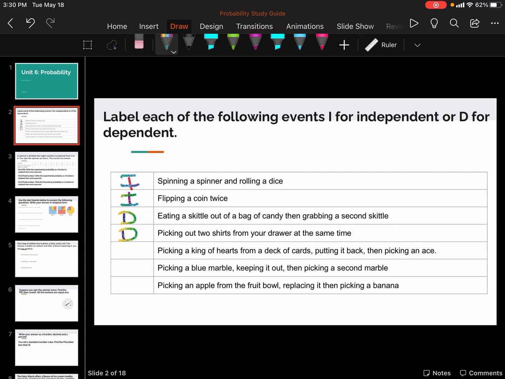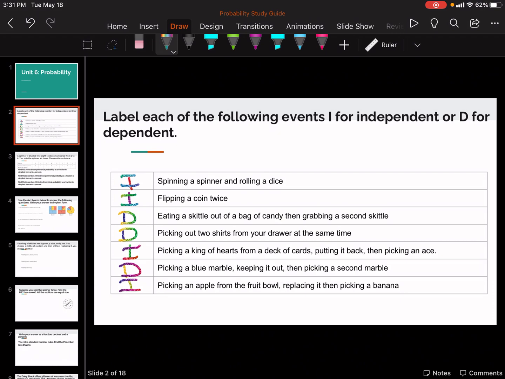Picking a King of Hearts from the deck, putting it back, and then picking an ace. That's going to be independent because when you pick the second time, there is the same number of cards in the deck. Picking a blue marble, keeping it out, and then picking a second marble is dependent because marbles will be a different amount the second time you pull it out. Picking an apple from a fruit bowl, replacing it, and picking a banana is going to be independent because you're putting it back.